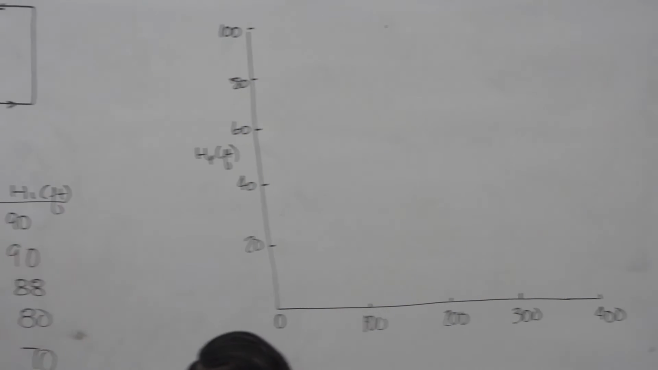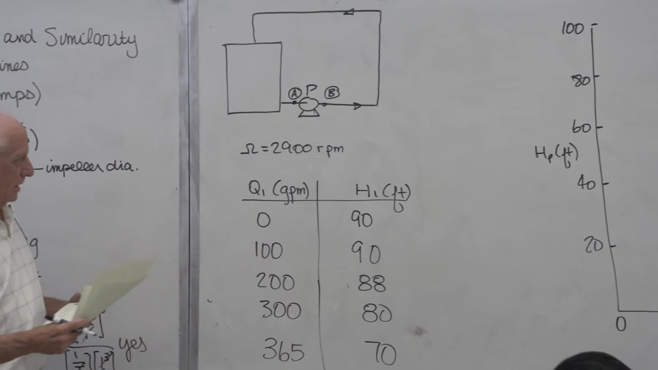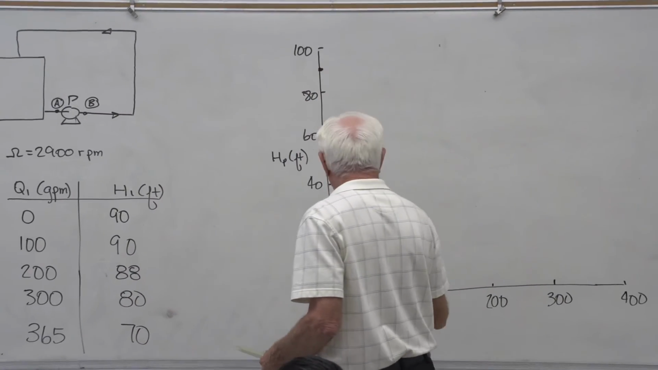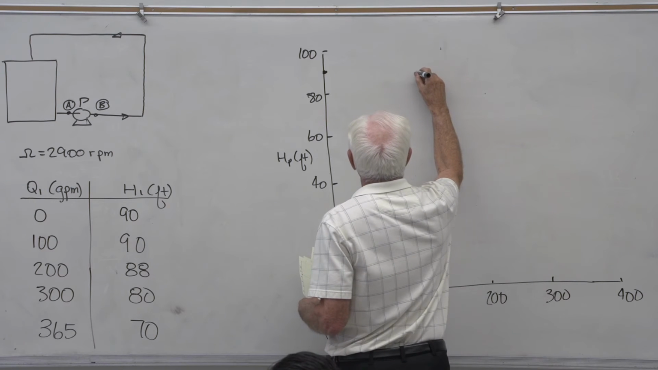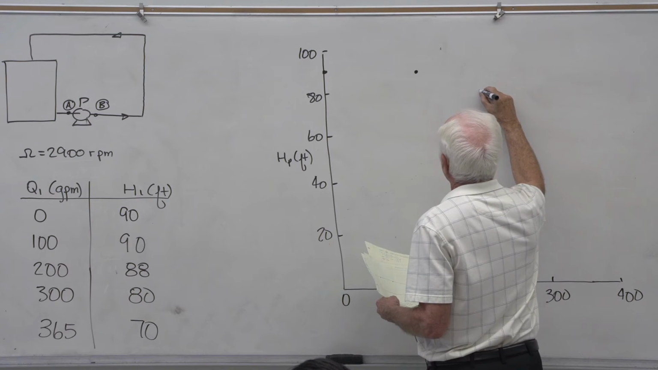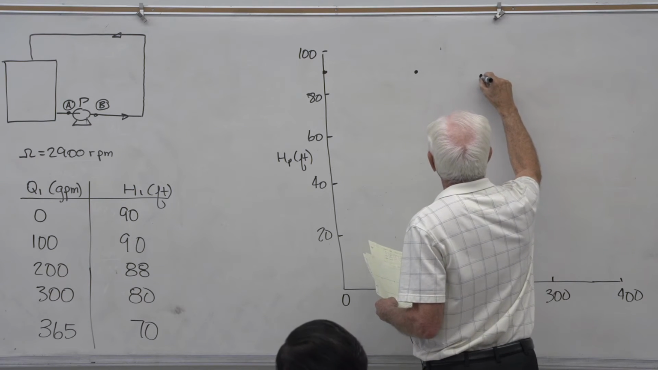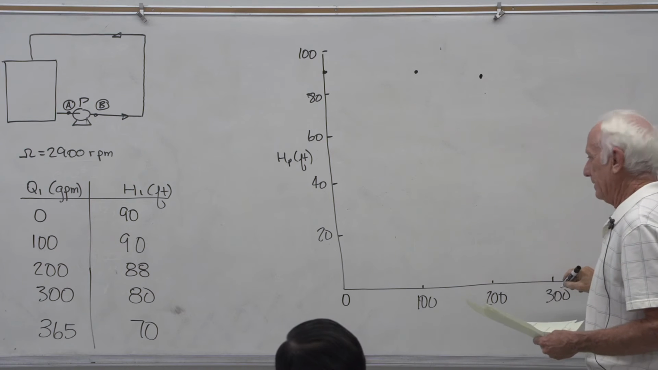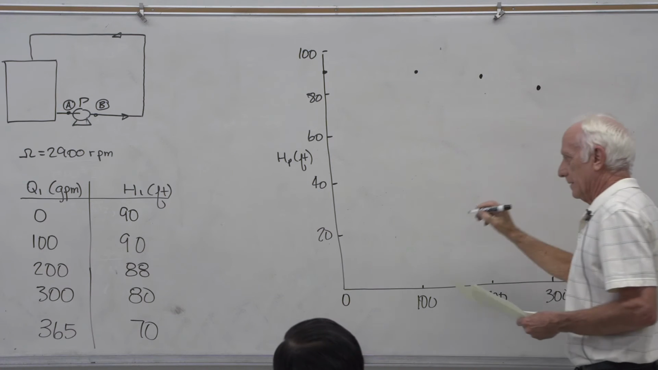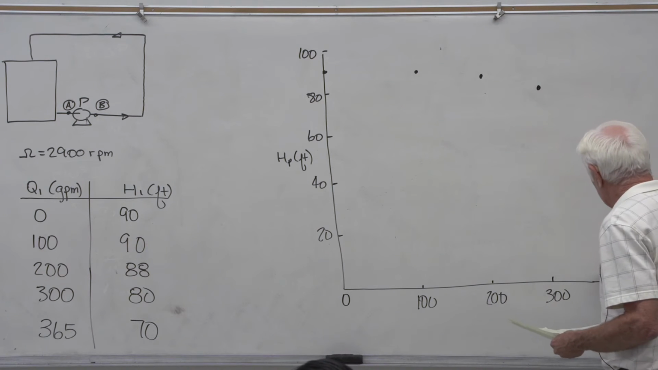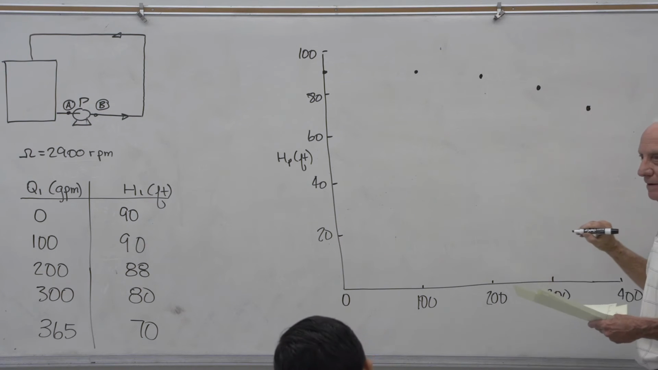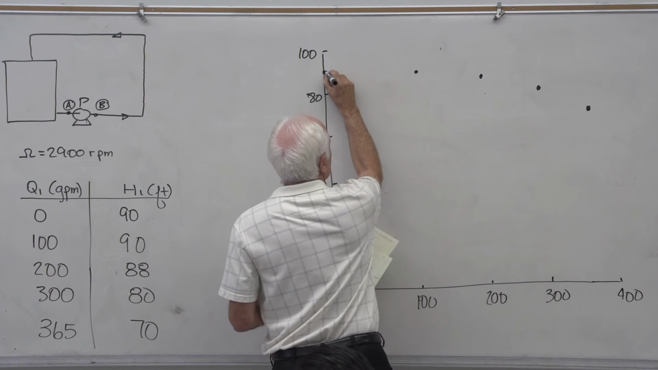Okay, so now I'm going to plot my pump data. You took this in the lab. 0 and 90 starts here. 190 right there. 288 right there. Boy, it's still really close right there. At 300, it's 80. It's right there. At 365, it's 70. Up to 70 right in the middle right there. There they are. Connect the black dots.